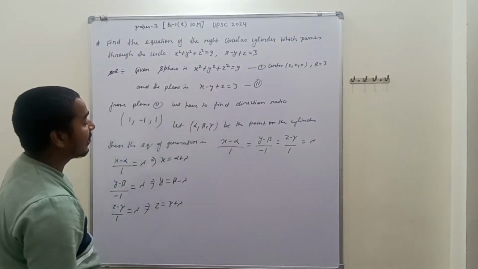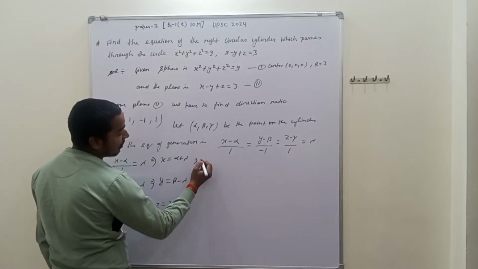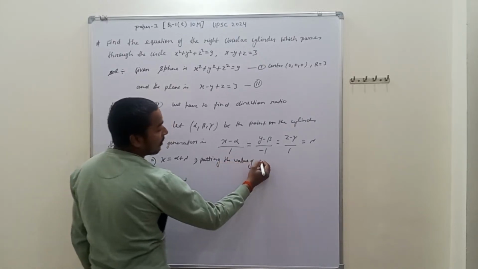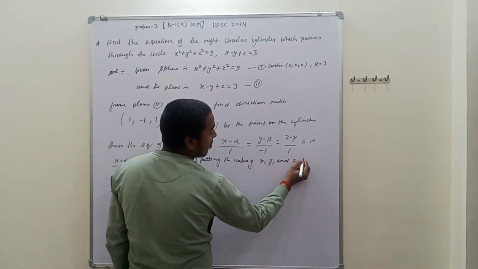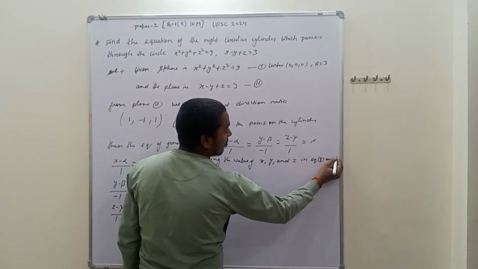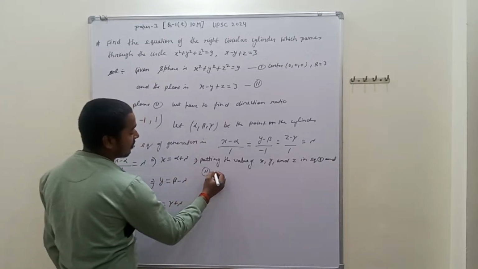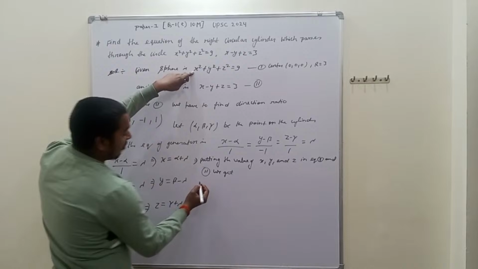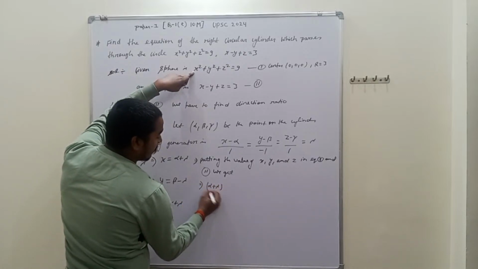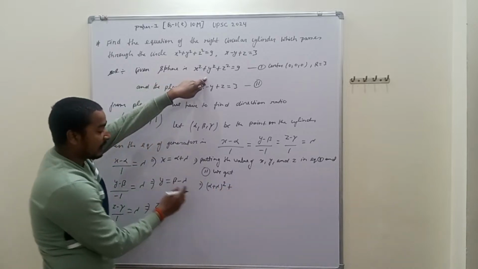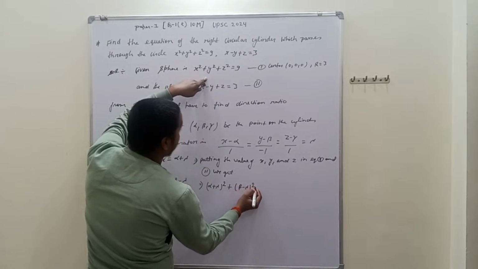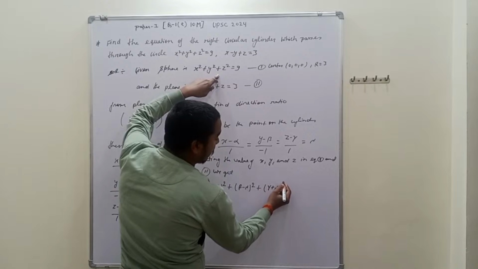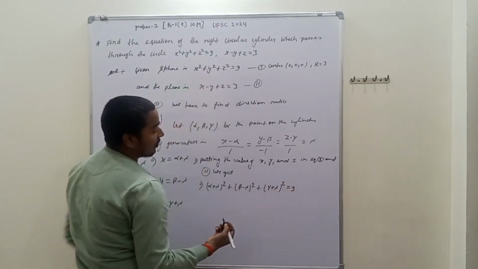We have to put the values of x, y, z in the given equations 1 and 2 to satisfy the equation. Putting the values of x, y and z in equations first and second, we get: first in equation 1, in place of x we put alpha plus lambda, whole square, in place of y we put beta minus lambda, whole square, and in place of z we put gamma plus lambda, whole square is equal to 9. Let this be equation third.